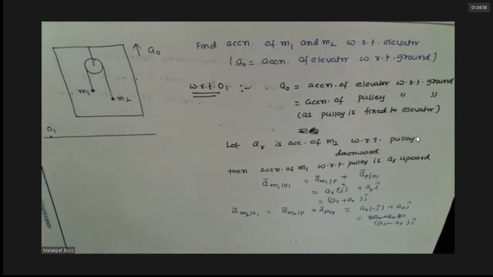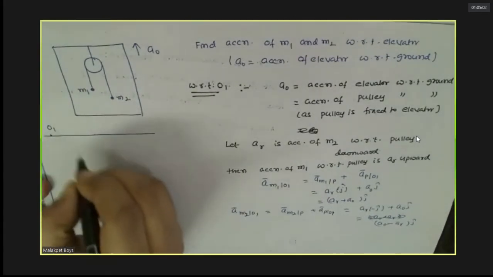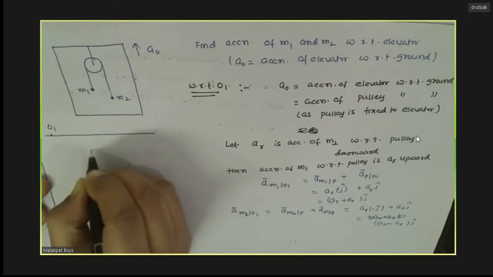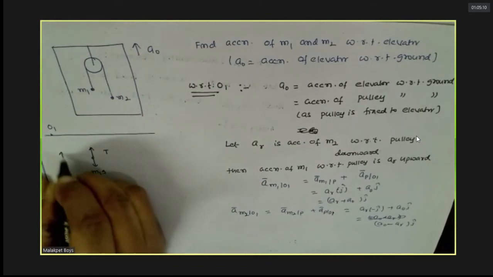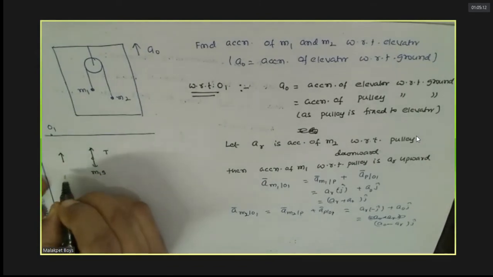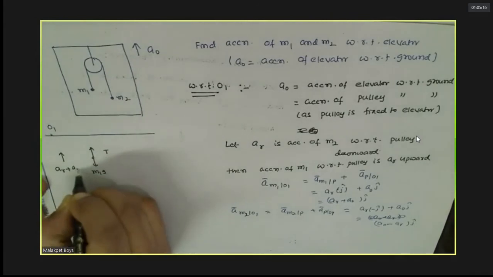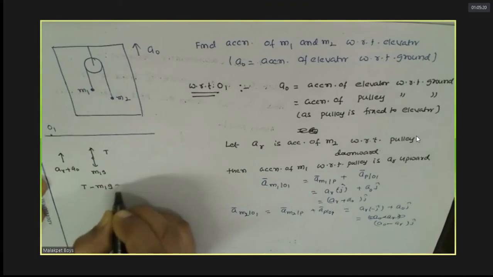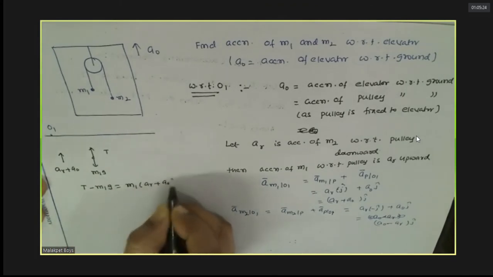Yes, sir. Now we will draw the FBD of M1. So for M1 you have M1G. This is nothing but the tension. This is the acceleration with respect to O1. How much did you get here? AR plus A naught. So we will write the equation as M1 into AR plus A naught.